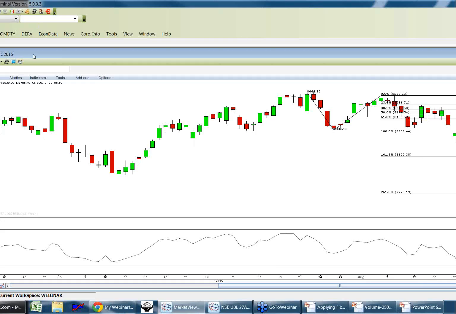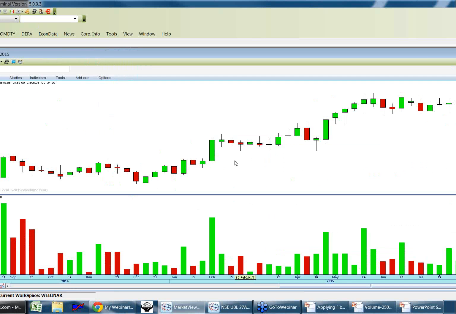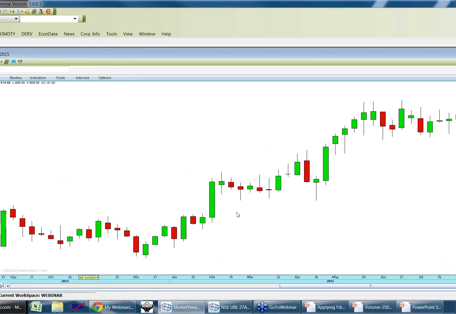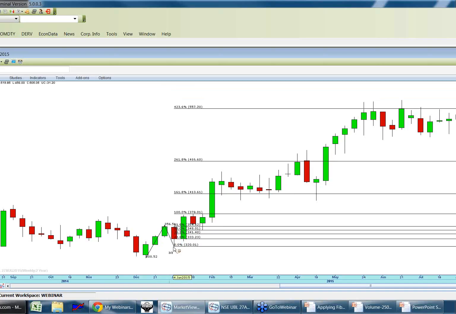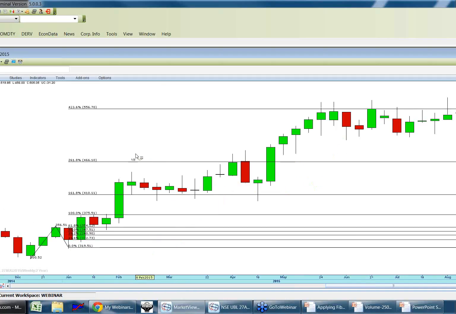This is a chart of UPL, weekly chart. See, I've taken this low of December and the immediate low which happened in Jan, and you can see here how it has managed to arrest the prices since May. Mind you, this is a weekly chart, and you have seen two examples of 423.6.